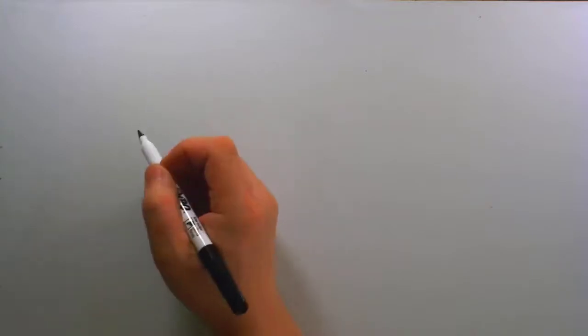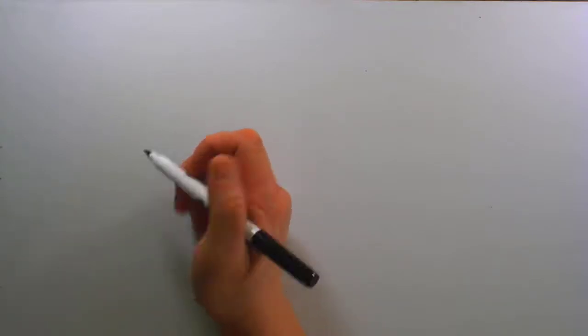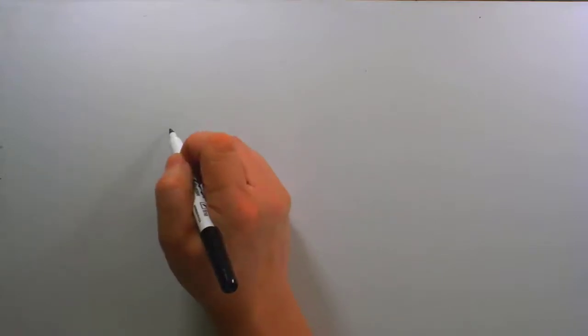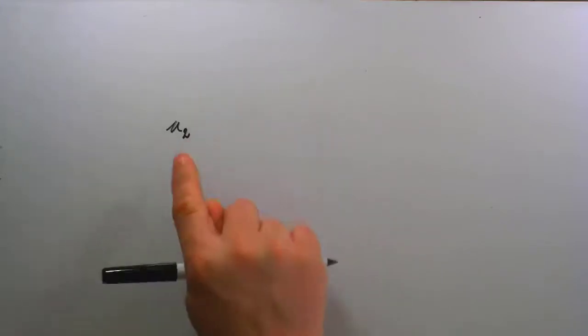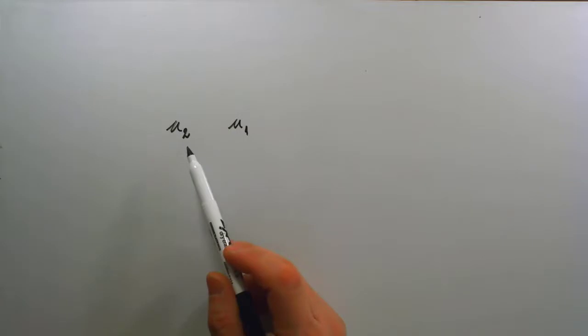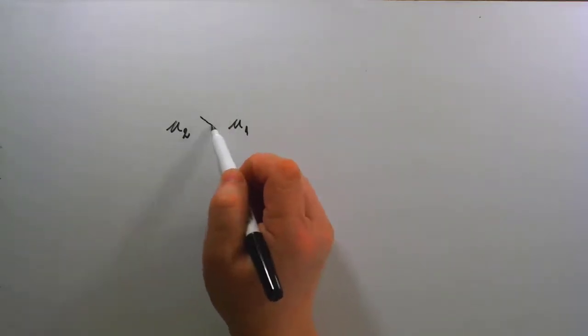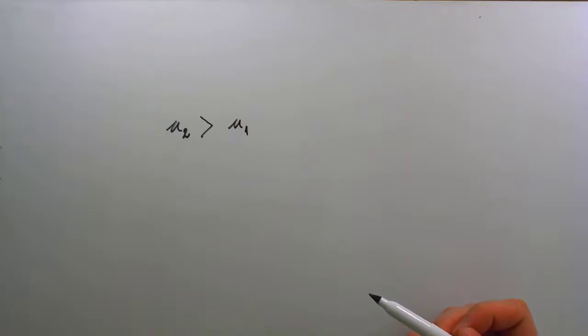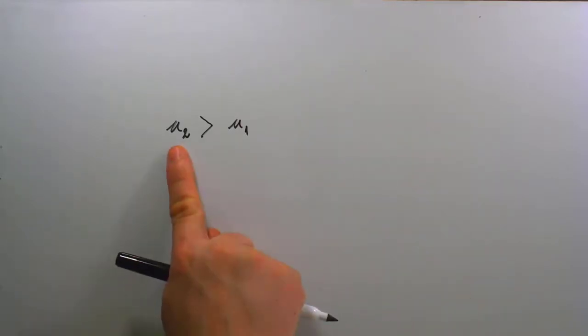Quickly, as scratch work on the writing board: mean age to have HBP in female. The question is saying that we're trying to prove that mu2, the mean age to have HBP in female, is greater than that in male, and that in male means mu1. So directly from the wording of the question, we're looking at a statement trying to prove that mu2 is greater than mu1.